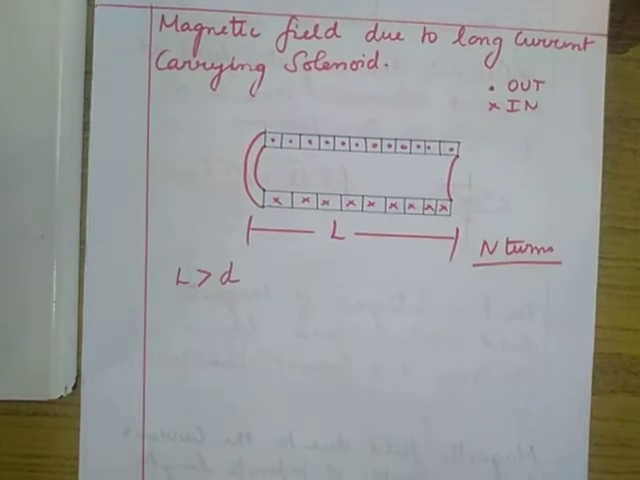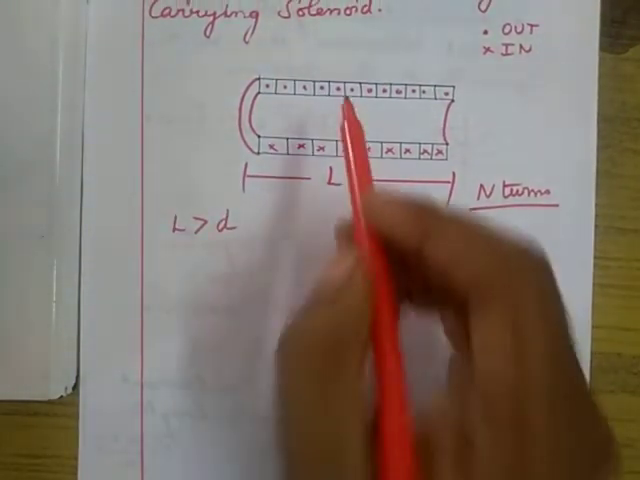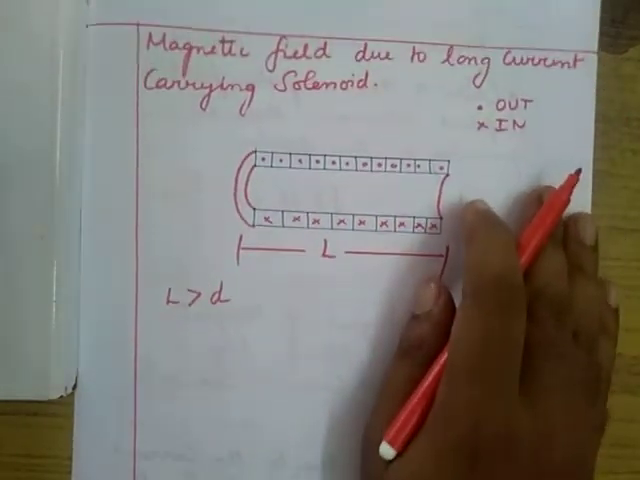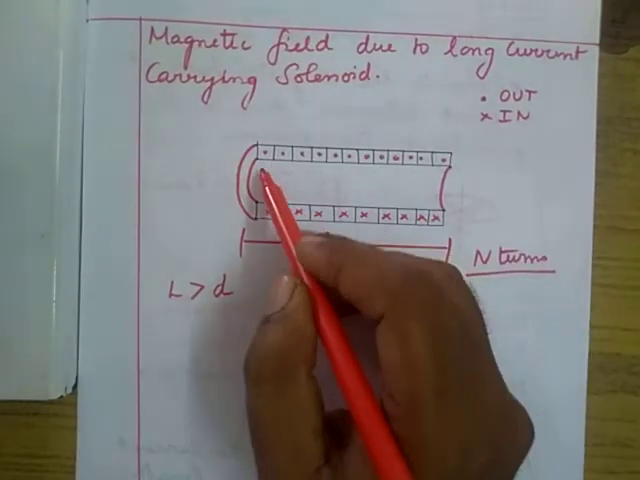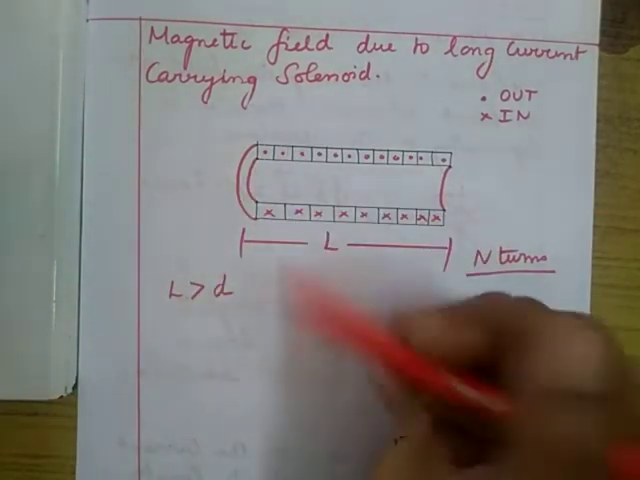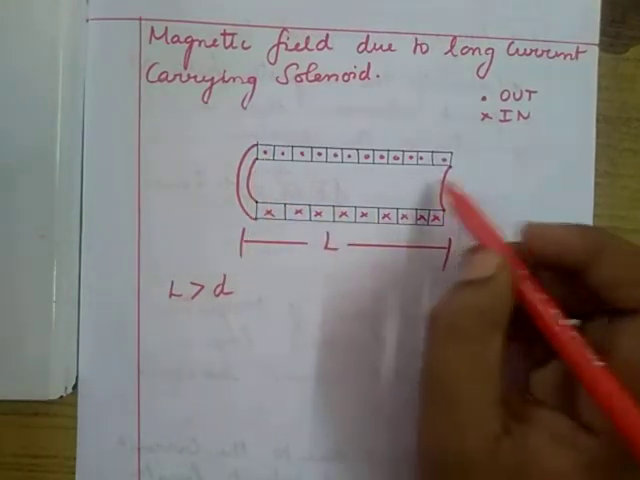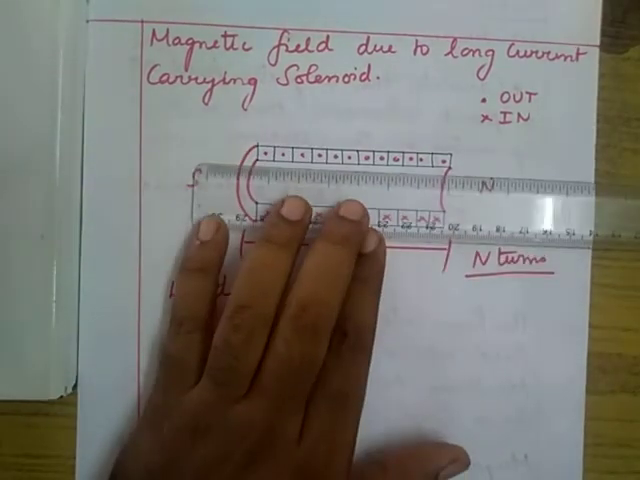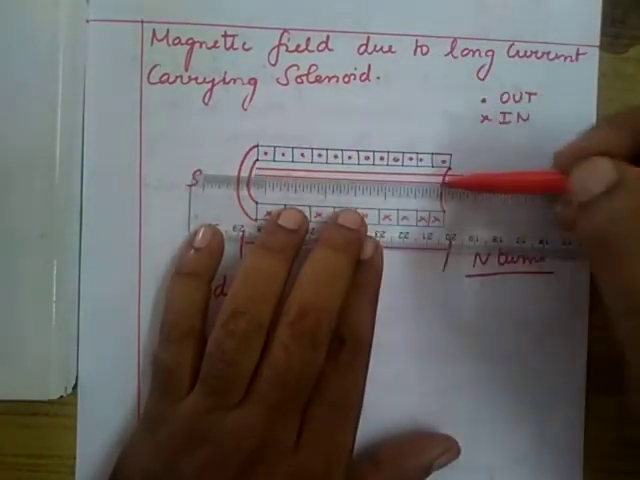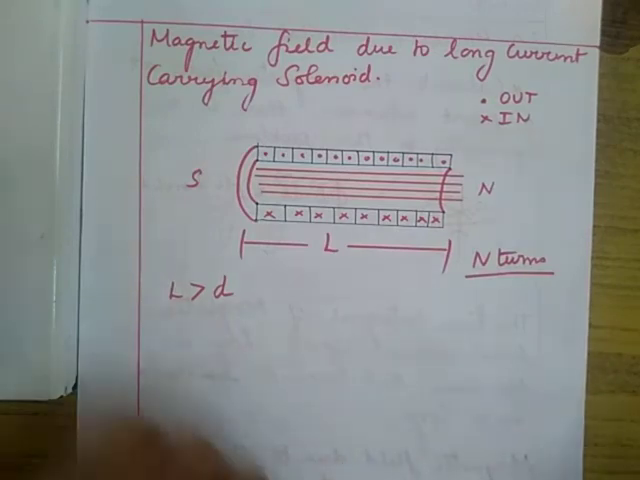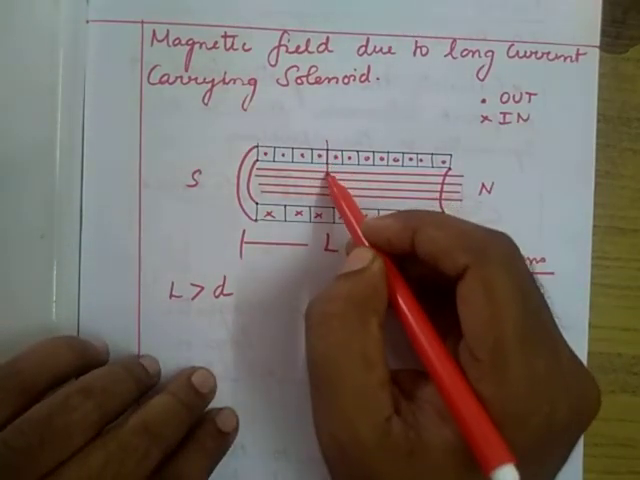In order to calculate the magnetic field inside the solenoid, I am applying Ampere's circuital law. In this solenoid the dot represents current coming out of the paper, and the cross represents current going into the paper. By applying the right hand palm rule, this is a north pole and this is a south pole. So it will produce a magnetic field inside the solenoid that is uniform and also parallel to the axis of the solenoid.